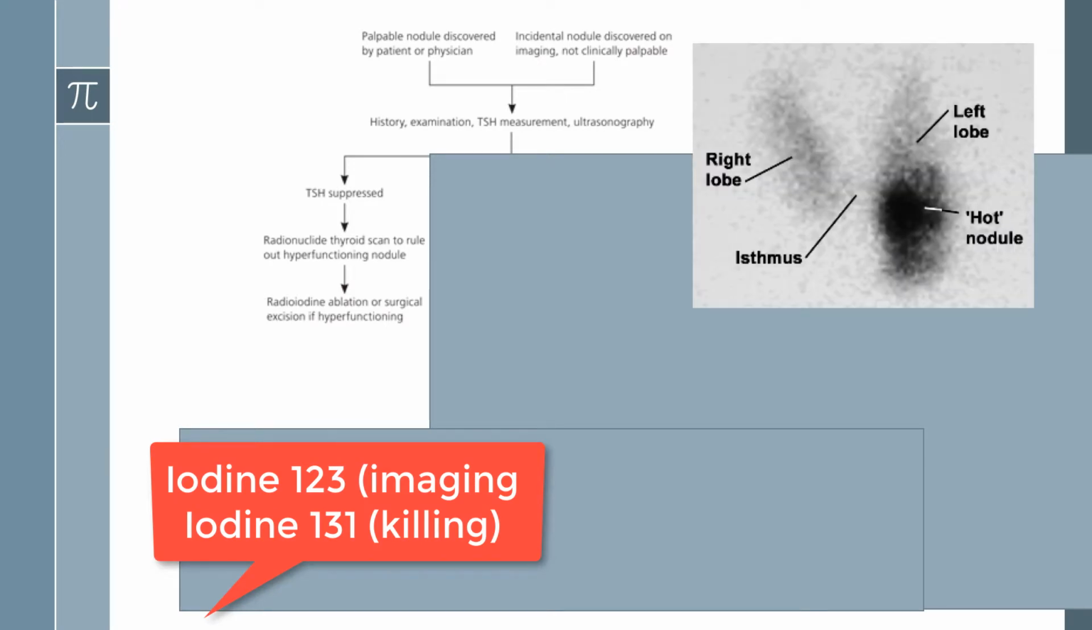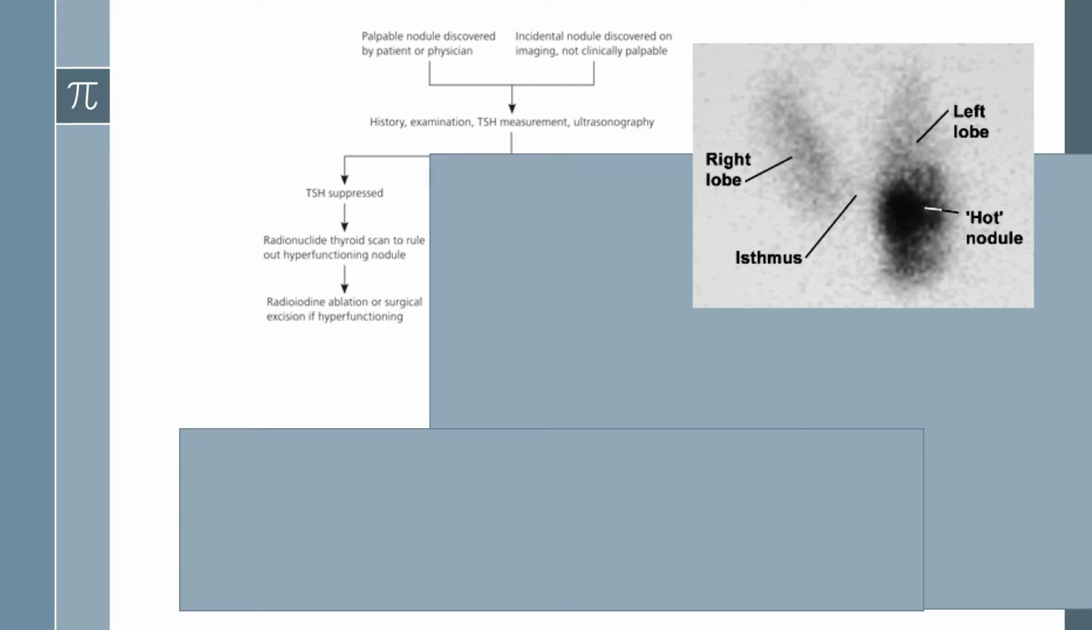So radionuclide scan, iodine-123 scan, they're all the same thing. So you do the scan, and this is what a hot nodule looks like. This nodule is active, it's secreting a lot of hormone, it is suppressing your TSH, and because you're not having a lot of TSH come to your thyroid, the rest of your thyroid is shut down, but this one is functioning by itself.